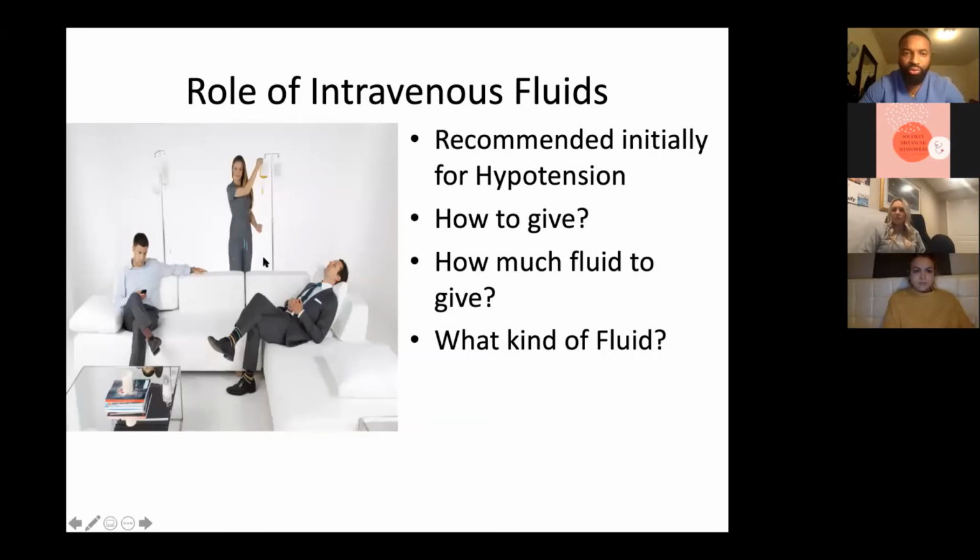So the role of intravenous fluids, as I was mentioning, is recommended initially for hypotension. And then the questions are how much fluid to give, and what kind of fluid to give. These are the questions in medicine that you should now be asking yourself: what kind of fluid, right?